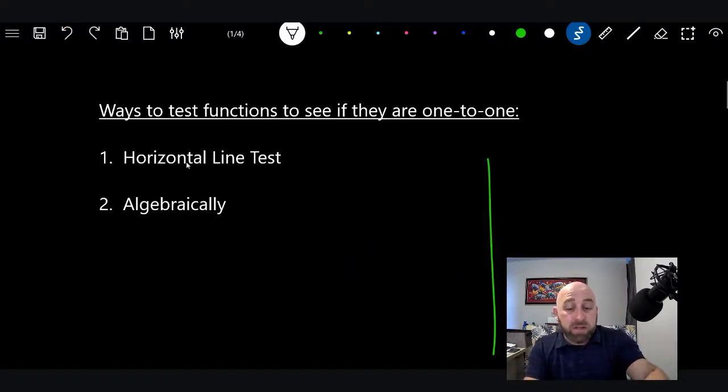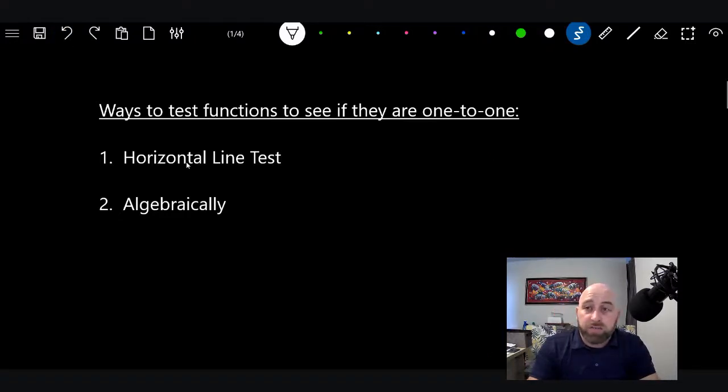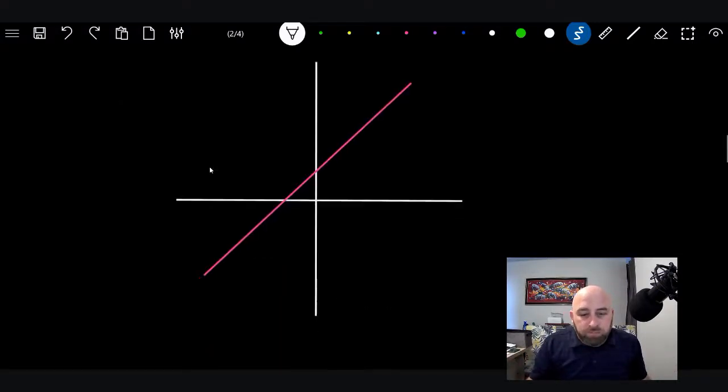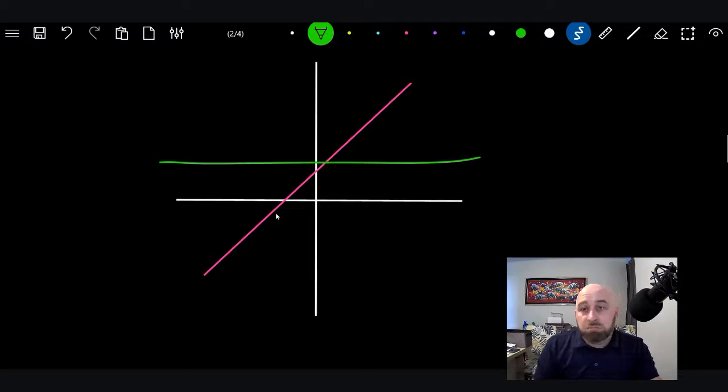So that's an easy way to check your inverse functions to see if they are one-to-one. The other way to do it is just to do it algebraically. What do I mean by that? Just solve it, and when you solve it, if it has more than one answer, not a function. So let's try it. Here is our inverse function, that's the pink line. Is it a one-to-one function? Well, we need to put on a horizontal line. Put on a horizontal line, touched it one time, function.